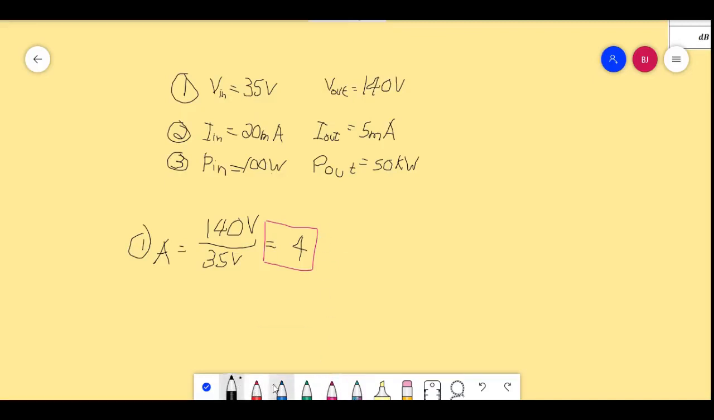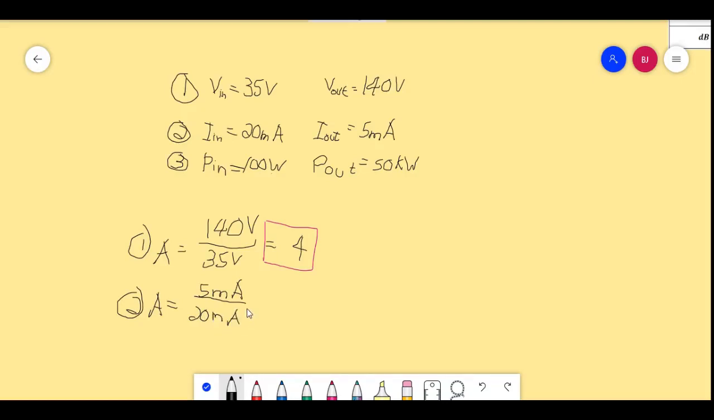Okay? For number 2, we're trying to look for the gain for I in and this current. So I out would be 5 milliamperes, and the input is 20 milliamperes. Always remember, with gain, it's always output over input.